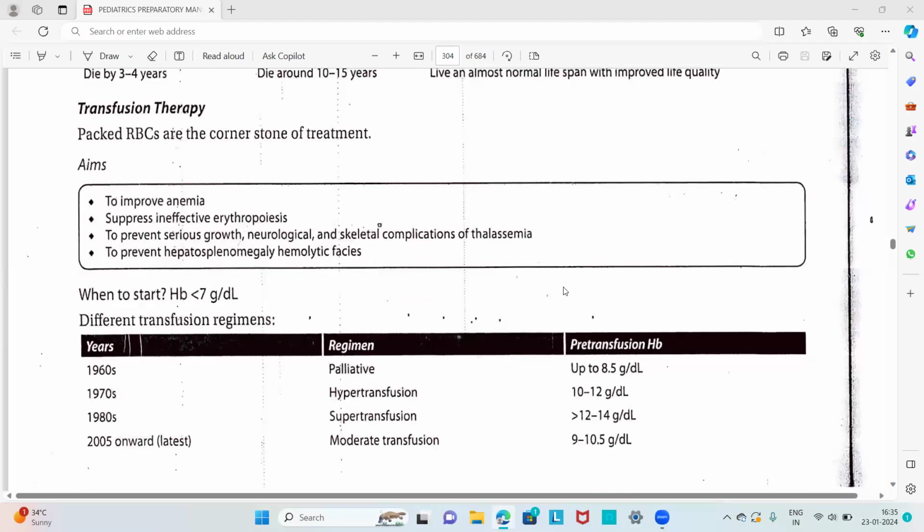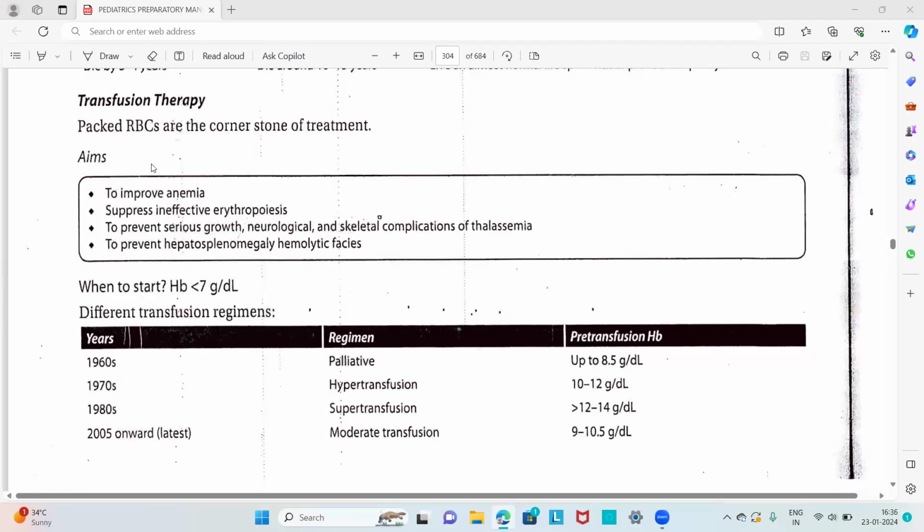Then for transfusion therapy, we have to use packed RBCs, which are the cornerstone of treatment. So that is all regarding this treatment. Transfusion therapy is the most important part in the treatment of thalassemia major.